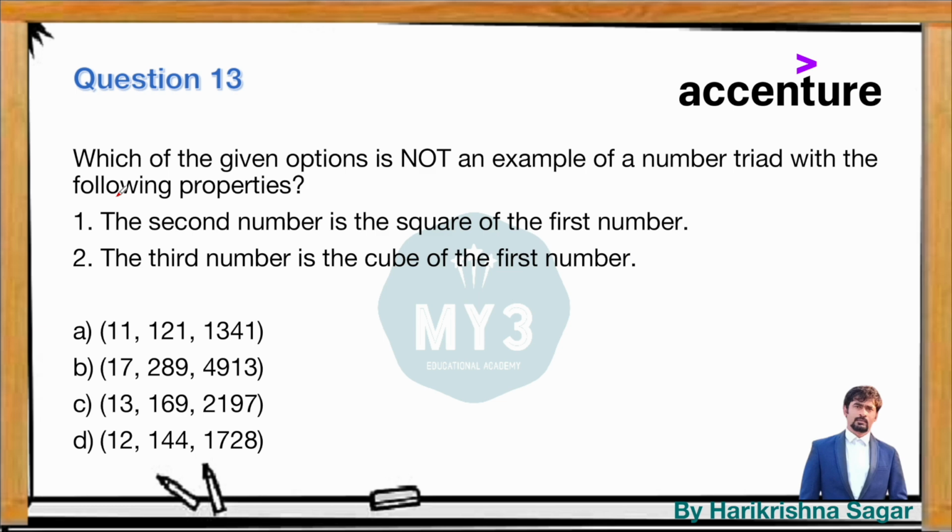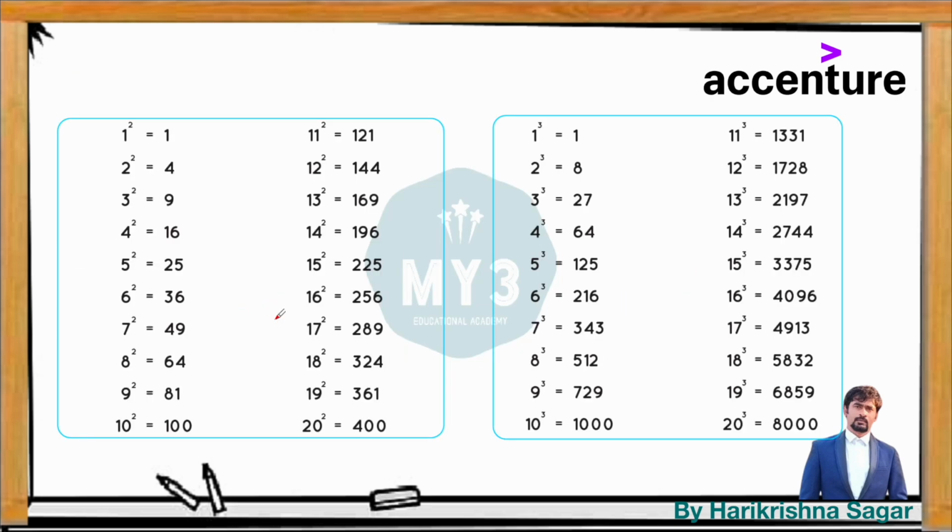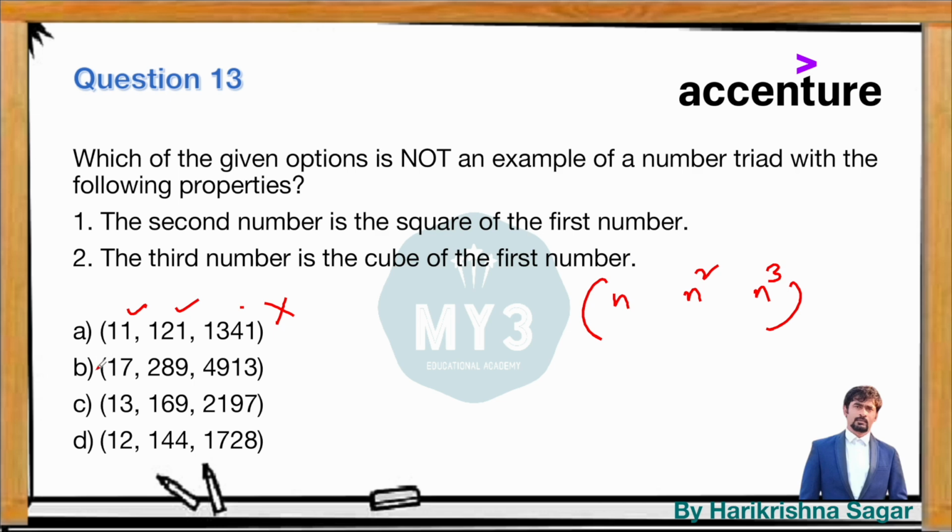Let's look at the next one. Which of the given options is not an example of the number triad, triplet? The second number is a square of the first number, and the third number is a cube of the first number. So they have given an n, n square and n cube pattern. Which of the following is the odd one? 11 square is 121, 11 cube is 1331, but they have given 13441. Very important number. So this is the wrong one.